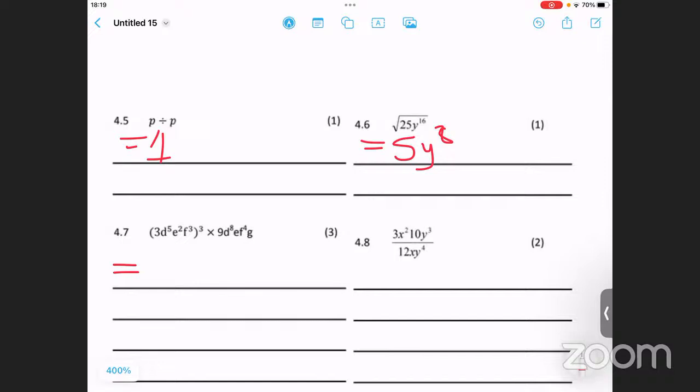Ma'am, can I just tell you the calculations if that's okay, and then I'll tell you the answer at the end? Yes, yes. See, this one is 3 marks, so we need to show all the calculations. Okay. Ma'am, I rewrote the question, and what I got was 27d to the power of 15, e to the power of 6, f to the power of 9.